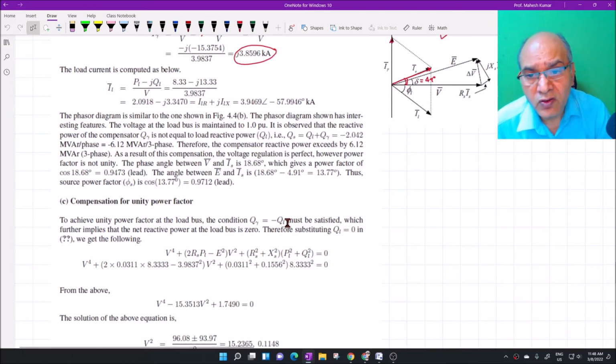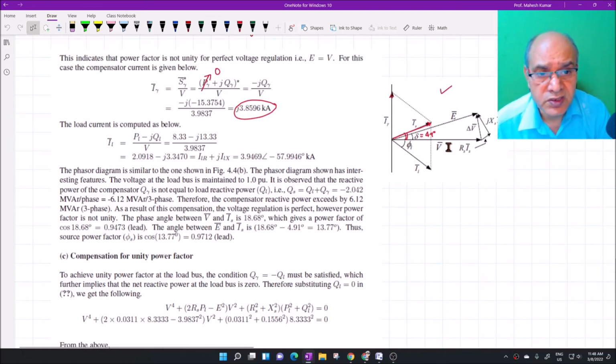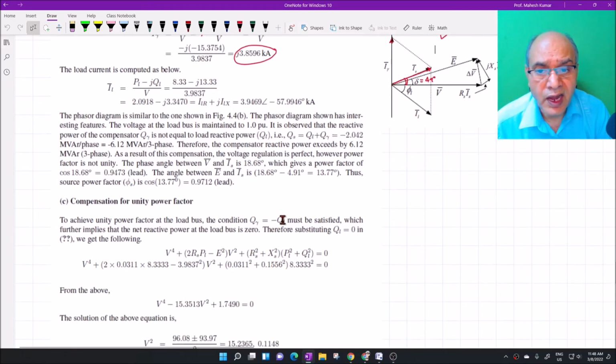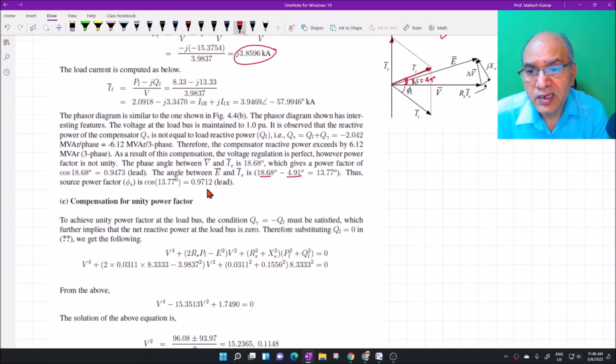You can also find out the power factor at the load bus and at the source bus. At the source bus, the power factor will be angle between E and IS. So that power factor will be this minus this. Okay, that is 18.64 minus 4.91. So cosine of 13.77 will be 0.97. So for this situation, the power factor will be leading at the source bus.